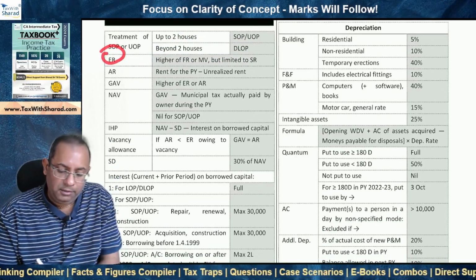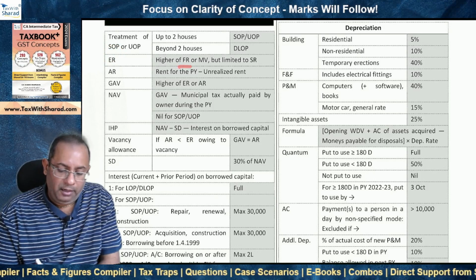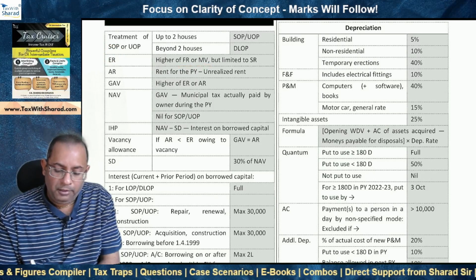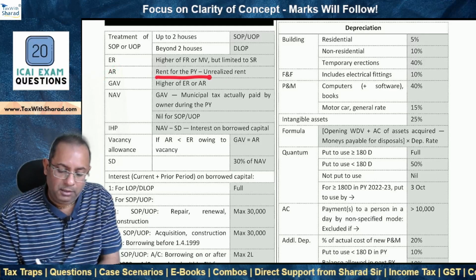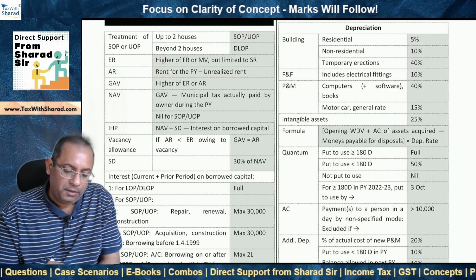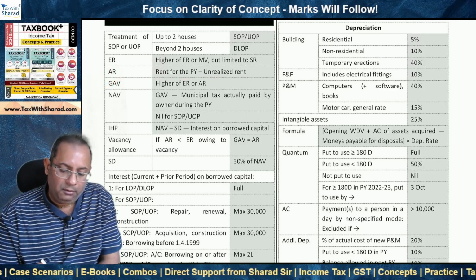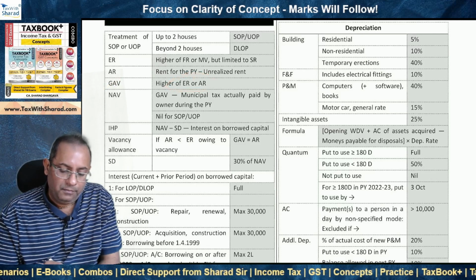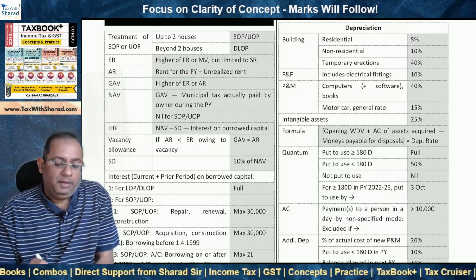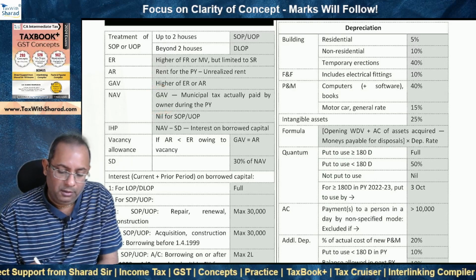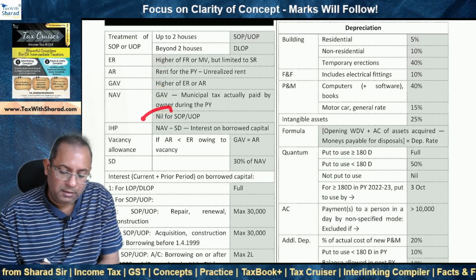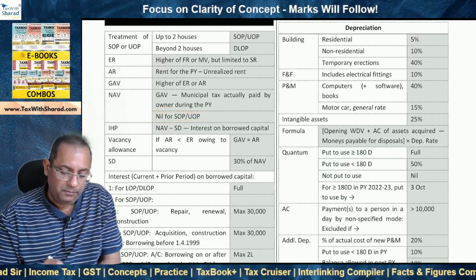Expected rent, ER, is equal to the higher of FR fair rent or MV municipal value, but limited to SR standard rent. AR actual rent is equal to rent for the previous year minus unrealized rent, if any. GAV gross annual value is equal to the higher of expected rent or actual rent. NAV net annual value is equal to GAV gross annual value minus municipal tax actually paid by the owner during the previous year. And the NAV is nil in case of SOP or UOP.